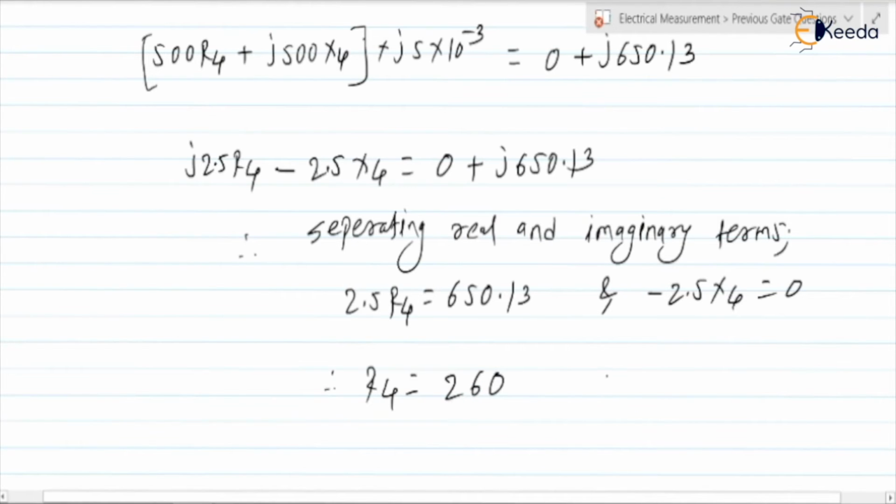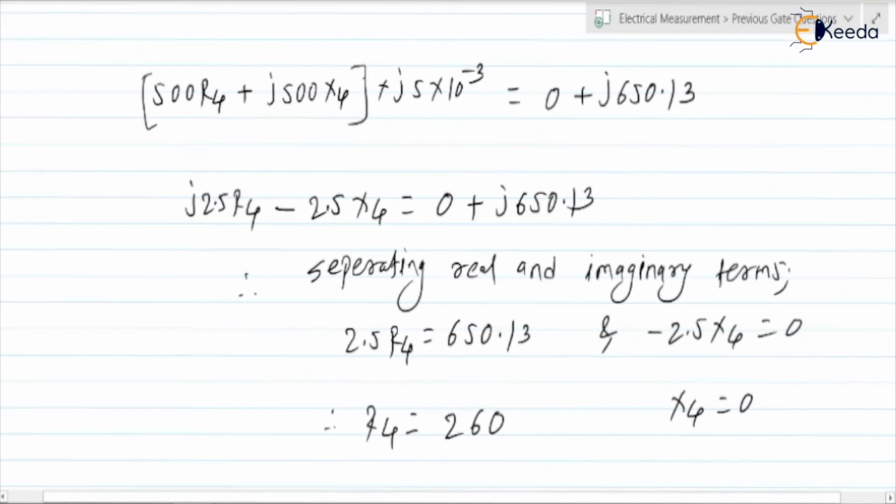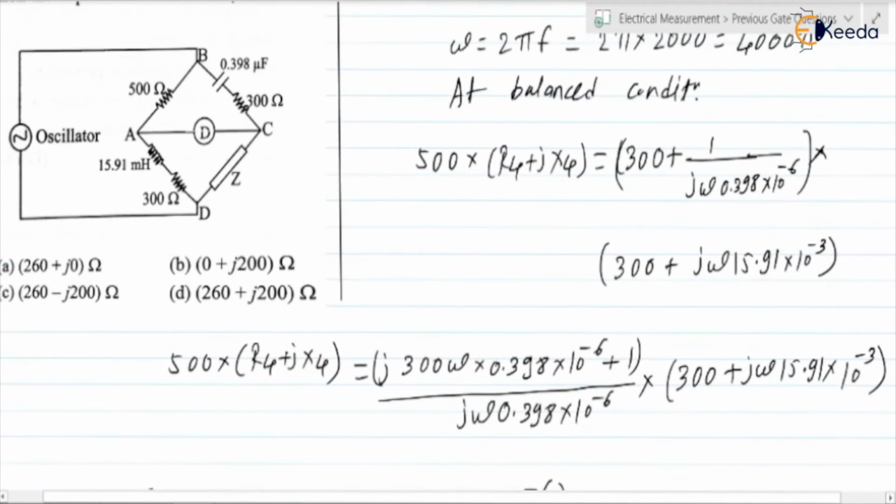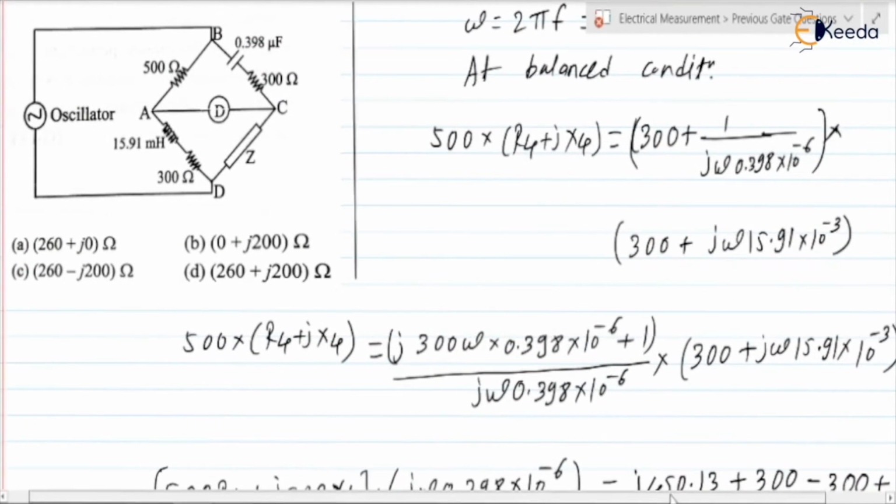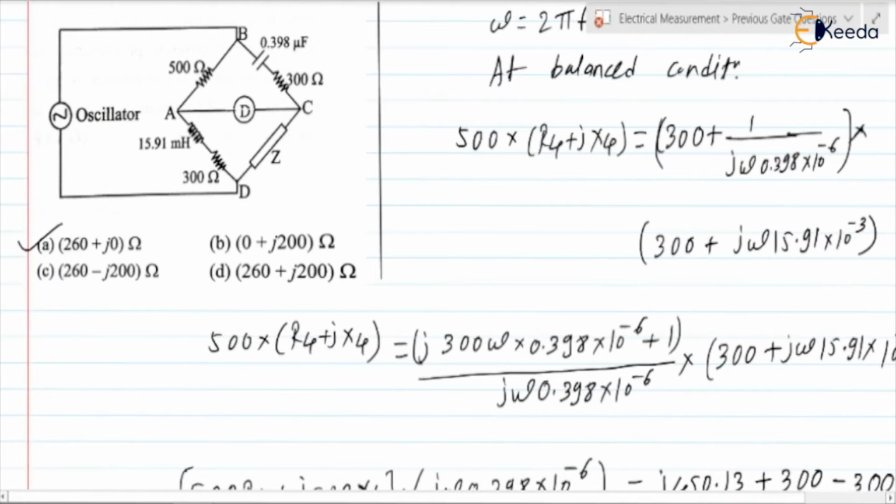And what about the X4? X4 is equal to 0, okay. So if you check Z4, it is 260 plus J0, right? So Z4 is 260 plus J0, right? So friends, the correct option is option A.